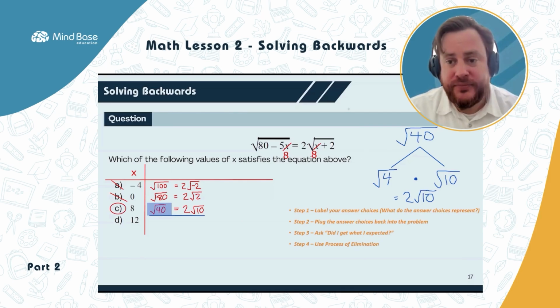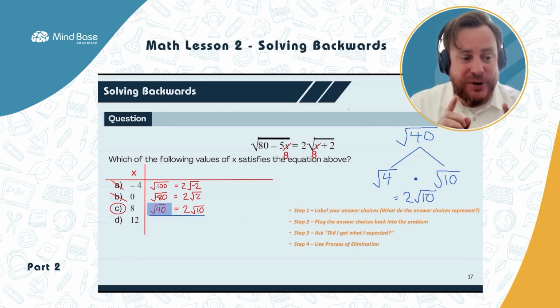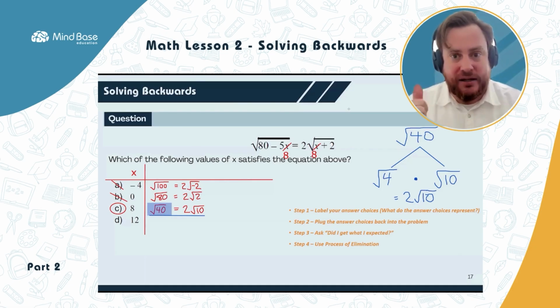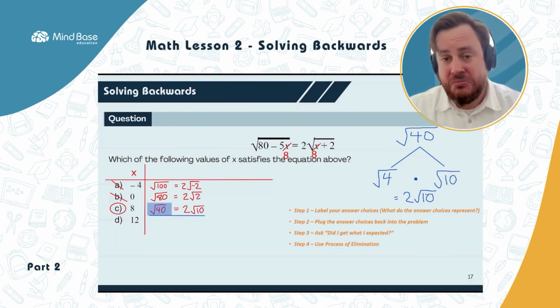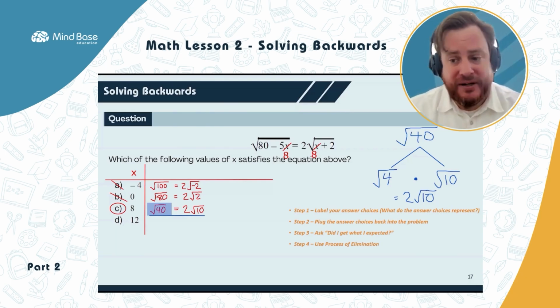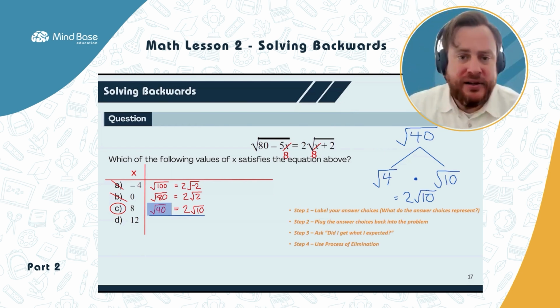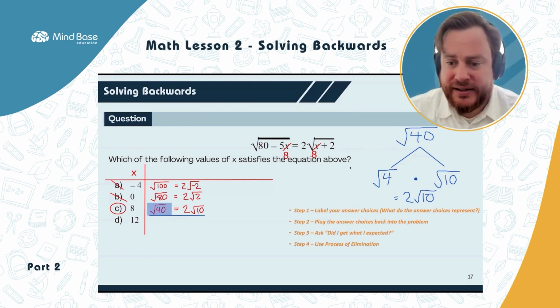Now, the good news about this strategy of solving backwards is that once we find the right answer, we're like, it's definitely C. It can't be anything else. So we don't even have to do D. We got it. Good work, everybody. Give yourselves a little pat on the back, and let's keep going.